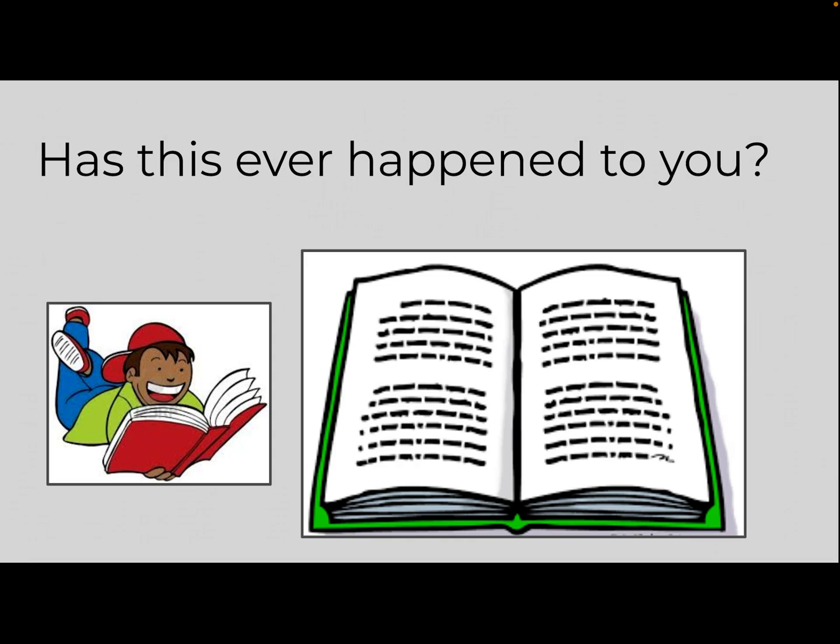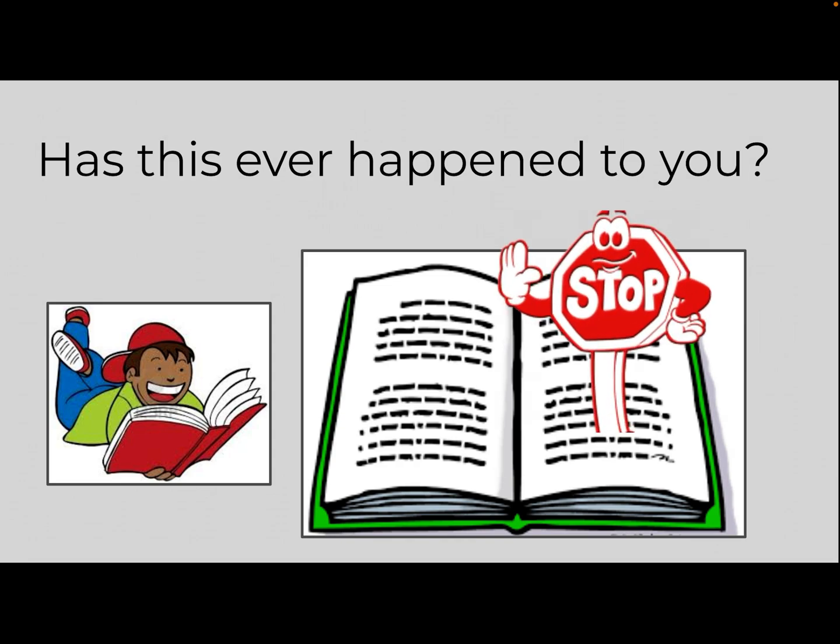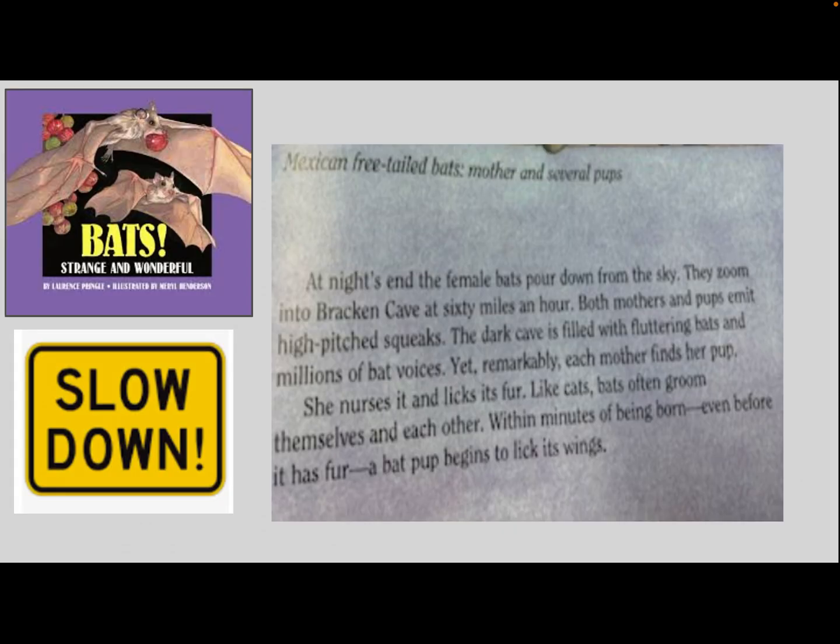I did that when I was reading Bats, Strange and Wonderful. I had to stop. When I read this part of the story, I was confused by the words pour down in this sentence. At night's end, the female bats pour down from the sky. I stopped and slowed down because I didn't understand how bats could pour down from the sky. If I'm going to understand what's happening in the story, I have to figure this part out.